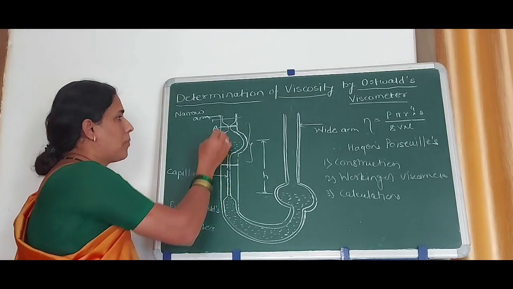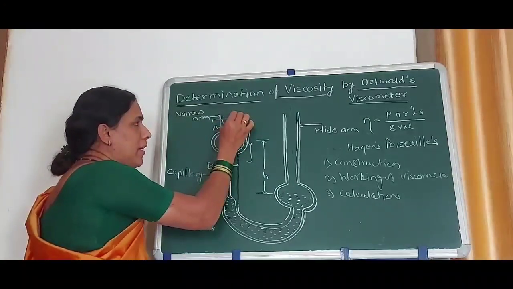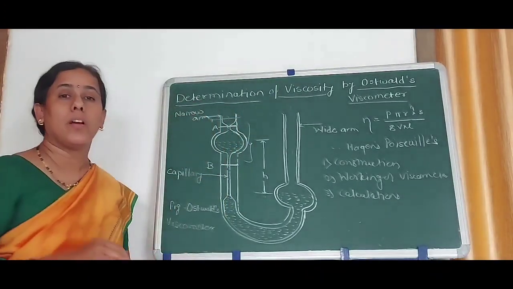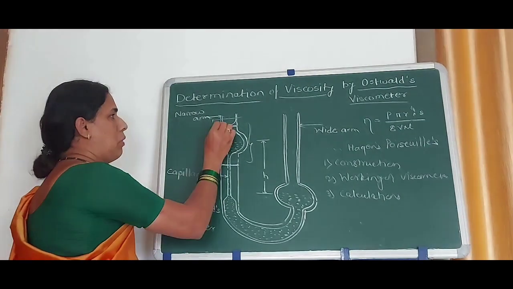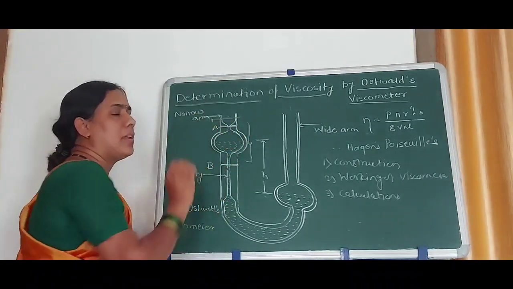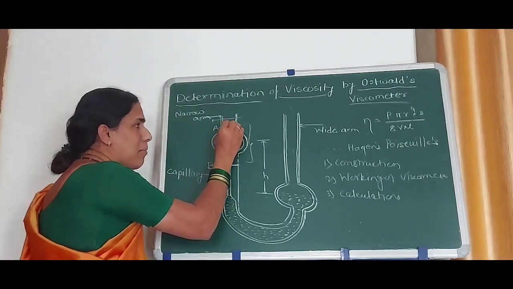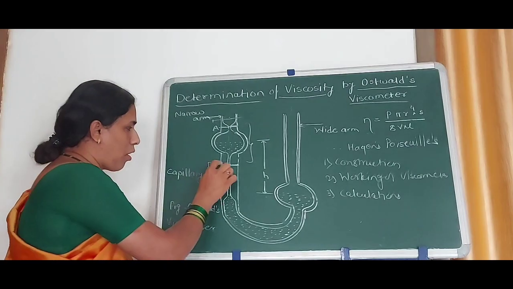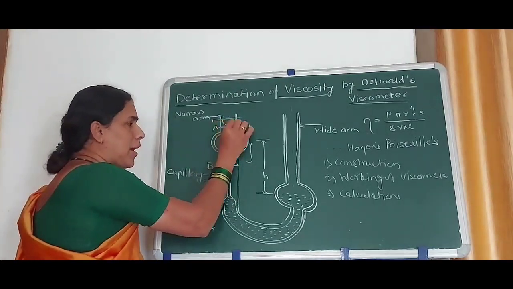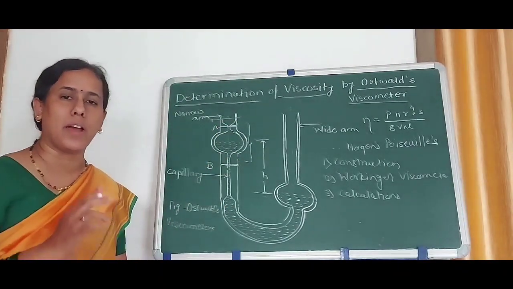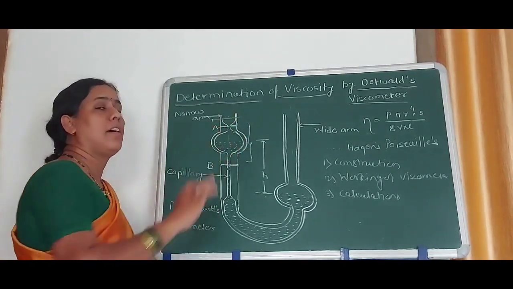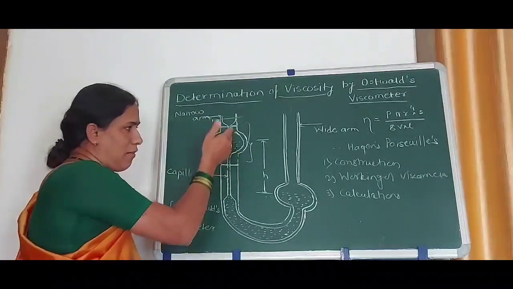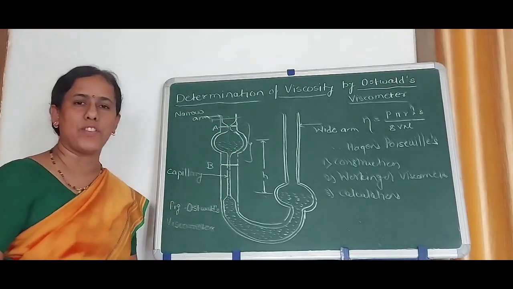Okay, when the liquid rises above the mark, that is above this A marker, you have to start your stopwatch. Note down the time required for the liquid to pass through this bulb to the capillary, from mark A to mark B. You have to measure the time required for the flowing of the liquid, whatever its density may be, according to the density of the liquid it can take sufficient time.